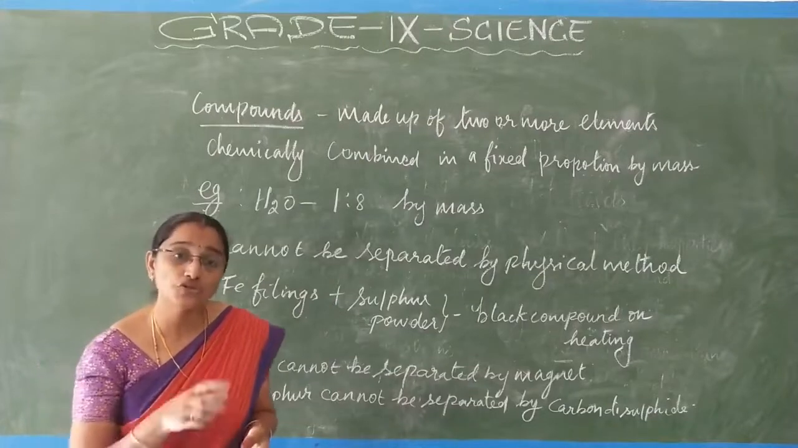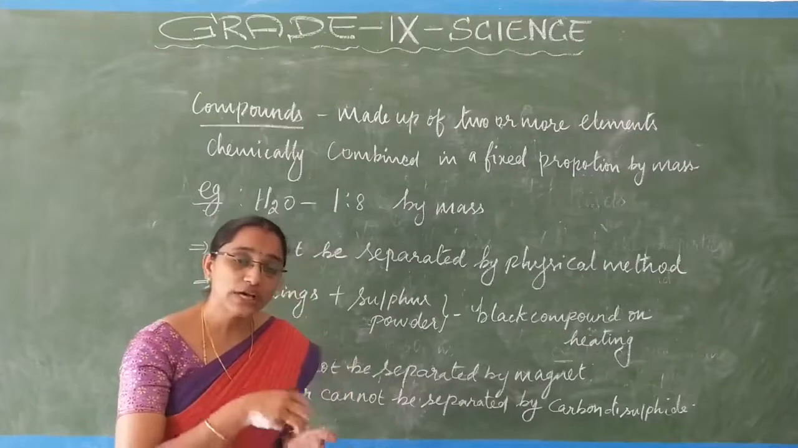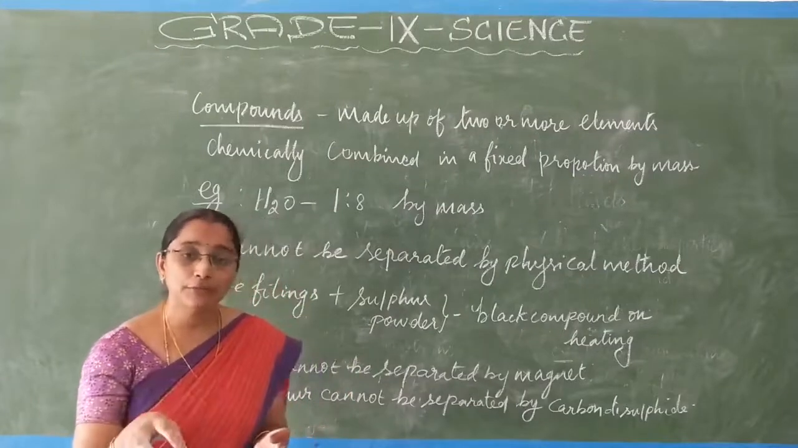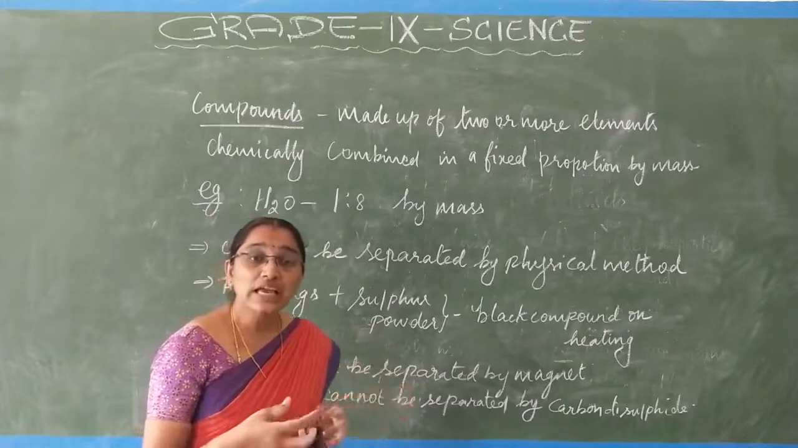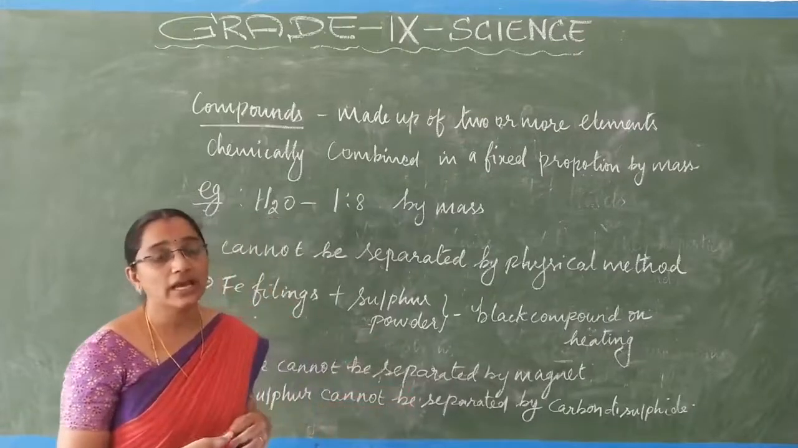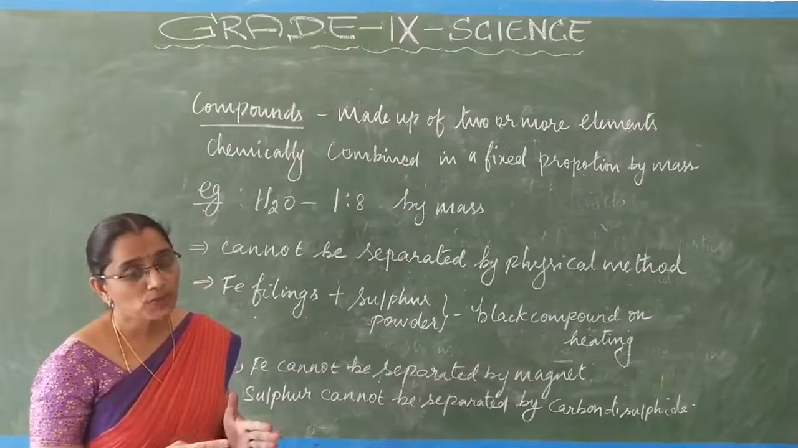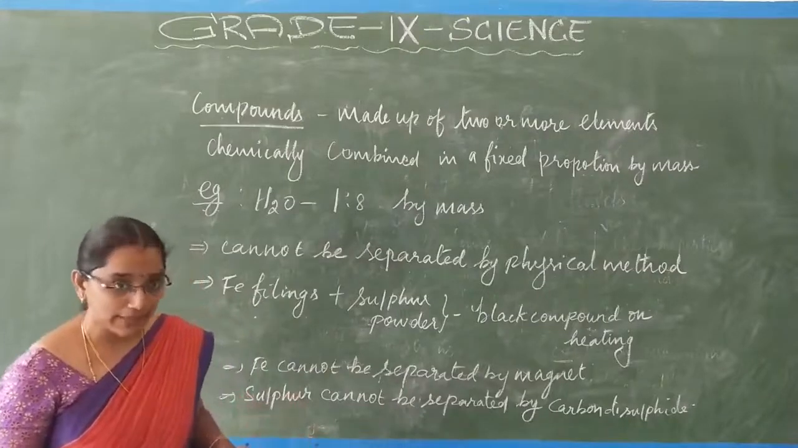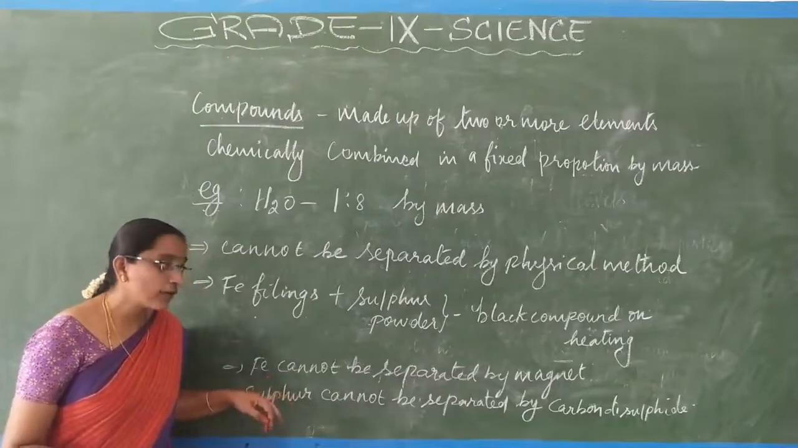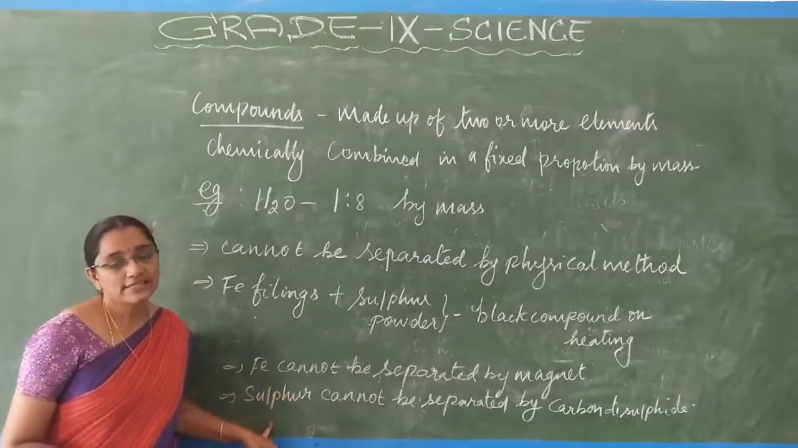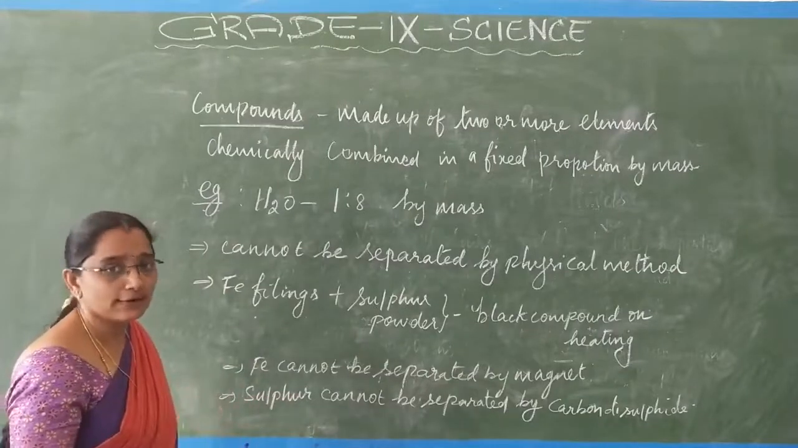It is homogeneous, uniform throughout. So I cannot separate out the iron filings and the sulfur powder from it. These compounds are chemically combined together in fixed proportions, so you cannot separate the compounds by any physical method. Iron cannot be separated by a magnet and sulfur cannot be separated by carbon disulfide, even though it forms a black colored compound of iron sulfide.